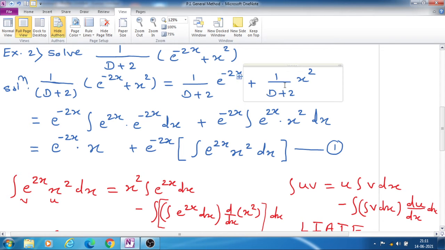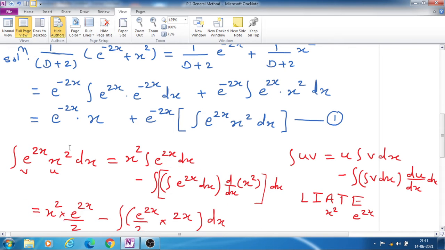Plus, for 1 upon D plus 2 into x square, we use the same formula. So e raised to minus 2x integral e raised to plus 2x into, here capital X is x square, therefore x square. Now this is equal to e raised to minus 2x into the integration, where e raised to 2x into e raised to minus 2x. Taking the addition of these indices, e raised to 2x minus 2x means e raised to 0x, which is equal to 1.